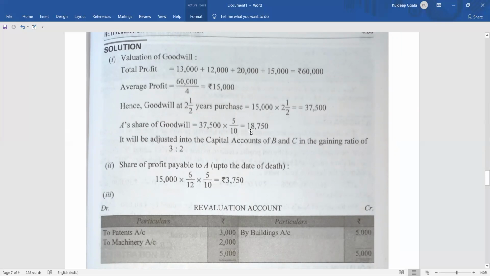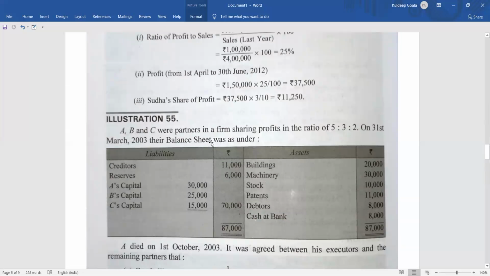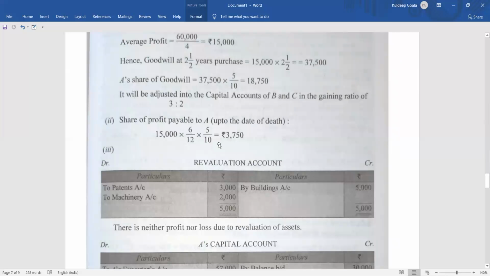And A's share will be 37,500 into 5/10, so 18,750, which will be adjusted by B and C. Since the new ratio is not given, the old ratio of B and C will be taken. That is 3:2 will be taken as the gaining ratio. So 18,750 will be adjusted between B and C in the ratio 3:2. The journal entry will be like this: B's capital account debit, C's capital account debit to A's capital account, right?